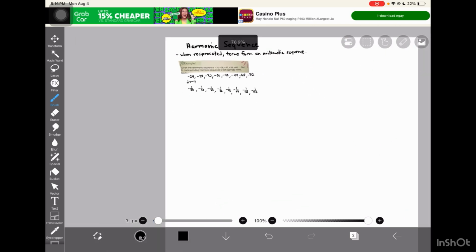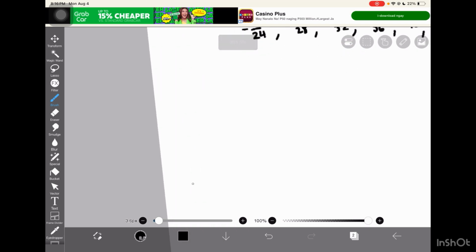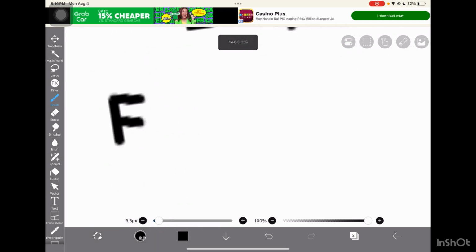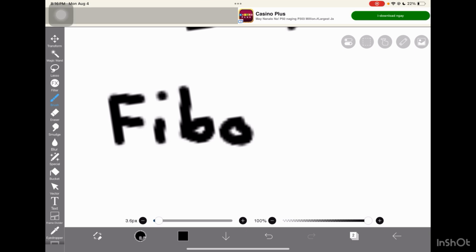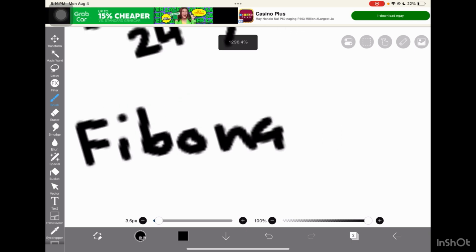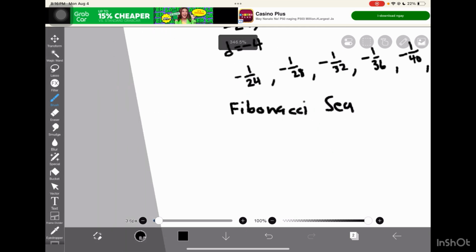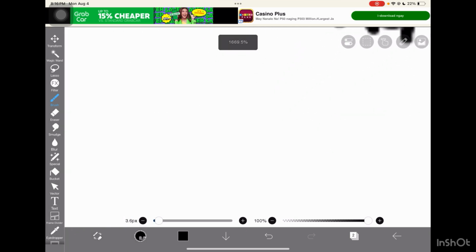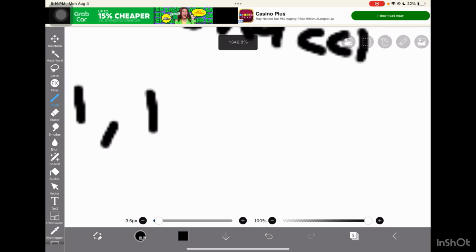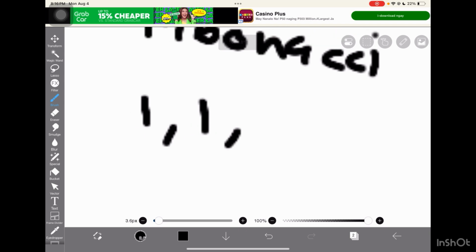All right, one last: the Fibonacci sequence. So it's very simple. It starts off with 2 ones, 1 and 1, and then it continues to add the last 2 terms to make the third term, and so on and so forth.